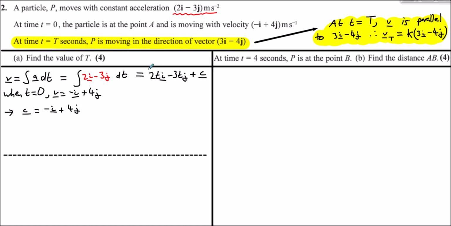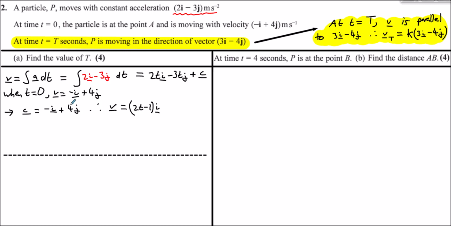Because if you sub in t equals 0, the only thing that will be left will be c, which has to be this. So therefore, we've got a complete expression now for the velocity of this particle. So v, if we combine the i components, I've got 2t minus 1 i, so that's going to be 2t minus 1 lot of i.